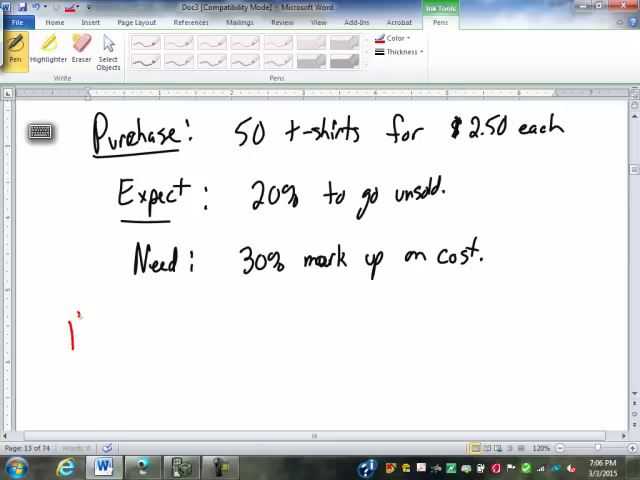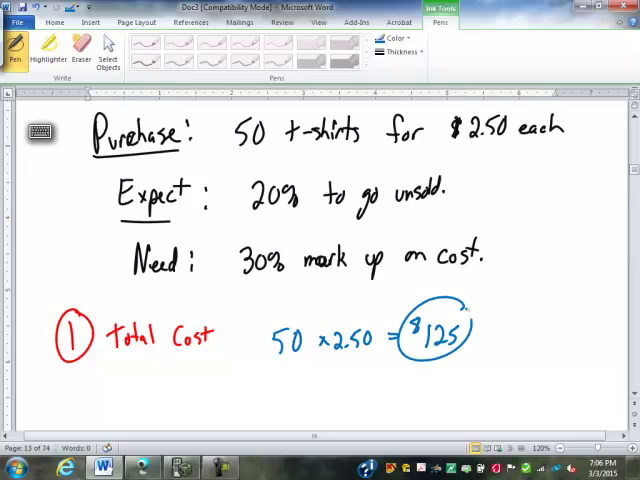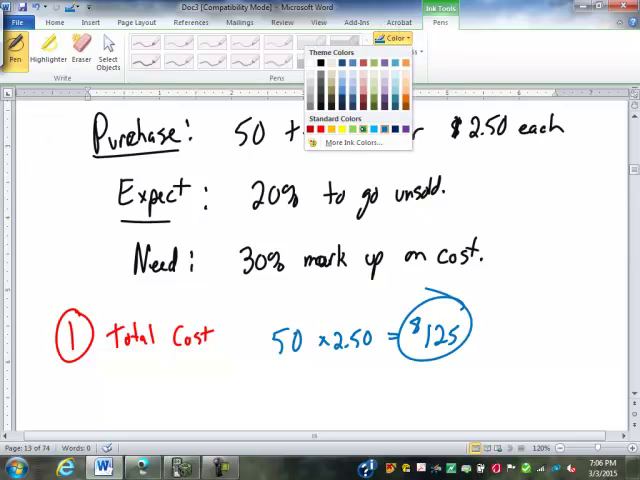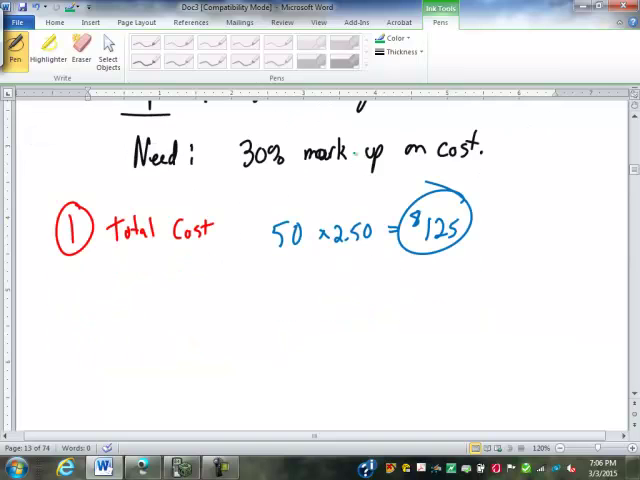What's the first thing we need to do? Find the total cost. Very good. And we'll do that by 50 t-shirts times $2.50 each is going to be $125. And then step 2 is we're going to do the markup in the table. Very good. Cost plus markup equals selling price.